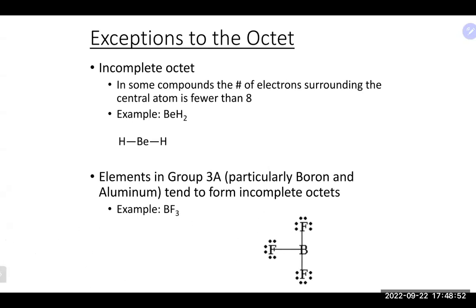I'll be okay. So let's first talk about some exceptions to the octet rule. Although up to this point, a lot of times they beat into your head that you should always have 8. 8 is the magical number.